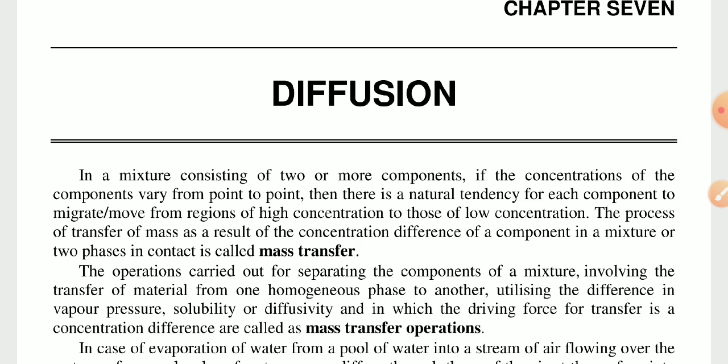Again, in a mixture consisting of two or more components, if the concentration of a component varies from point to point, then there is a natural tendency for each component to migrate from regions of higher concentration to those of lower concentration. This process is the result of the concentration differences and the concentration gradient of a component in a mixture or two phases in contact, and is called mass transfer.